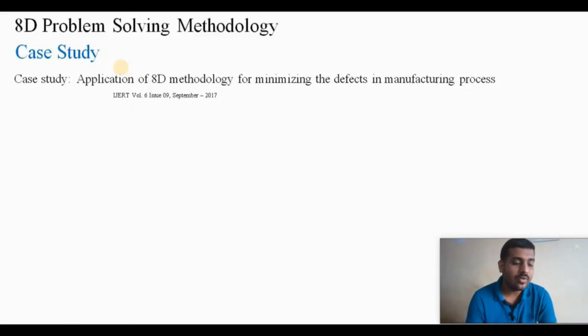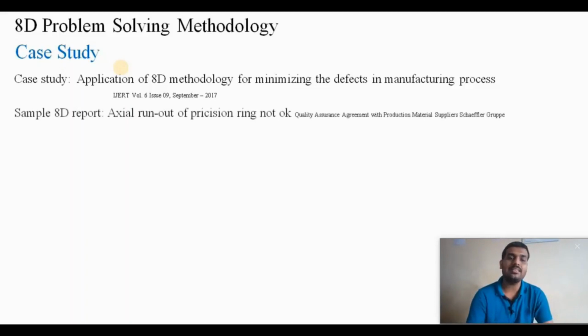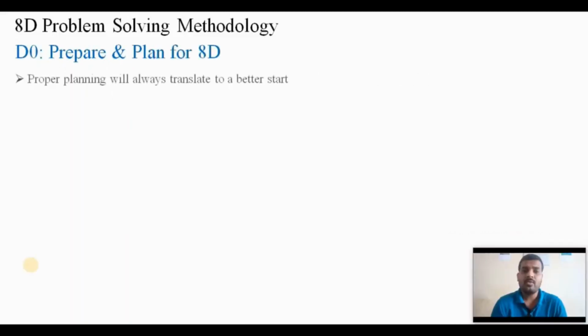Now we will move to the D0 phase, that is preparation and planning of 8D. As I already mentioned, this phase was added in 1990 for the planning phase of the 8D report. Proper planning will always lead to a better start. So before beginning the 8D analysis, it is always better to have an opinion from the experts for the 8D. Before starting, you should collect the information based on the symptoms.